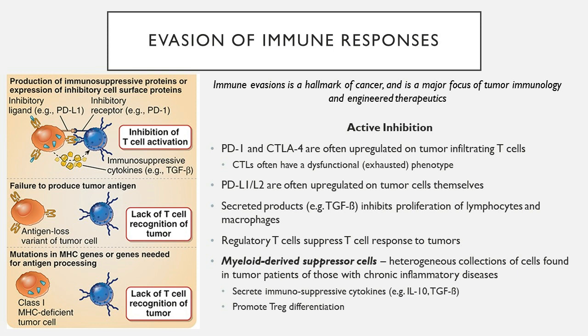Tumor cells themselves also secrete products like TGF-beta, which inhibit proliferation of lymphocytes and macrophages, preventing them from killing the tumor. Furthermore, regulatory T cells suppress T cell responses against tumors. There's also a special class of suppressor cells called myeloid-derived suppressor cells. These aren't any one cell. In fact, they're a heterogeneous collection of many different cells and cell precursors found in tumor patients and those with chronic inflammatory diseases. So these suppressor cells work by secreting immunosuppressive cytokines like TGF-beta and IL-10. They also promote regulatory T cell differentiation, so they can help inhibit immune responses that way.